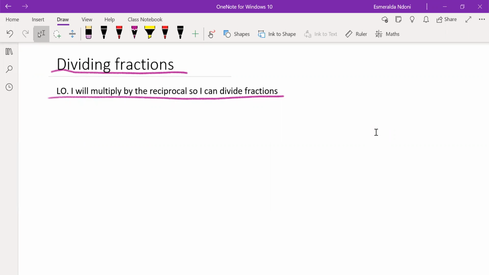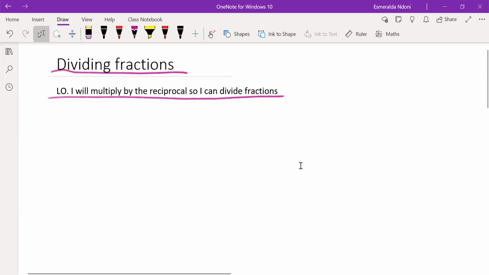Please pause the video and copy down the title and the learning objective. Now that you have copied down the title and the learning objective, we can carry on with dividing fractions.